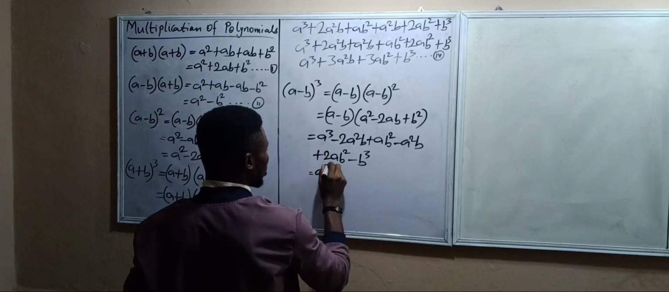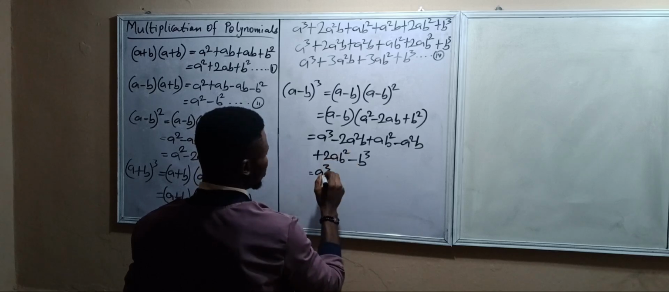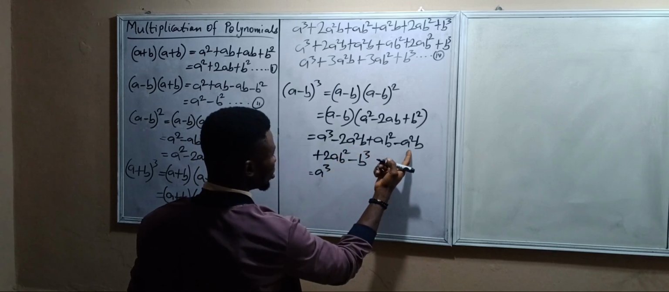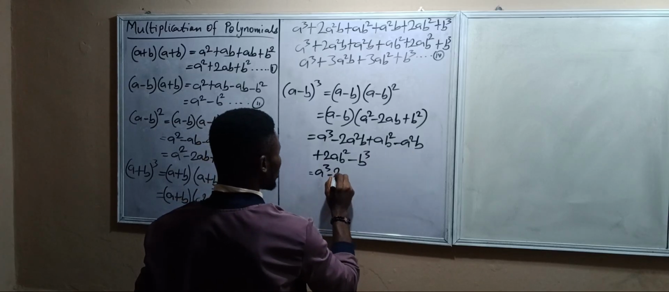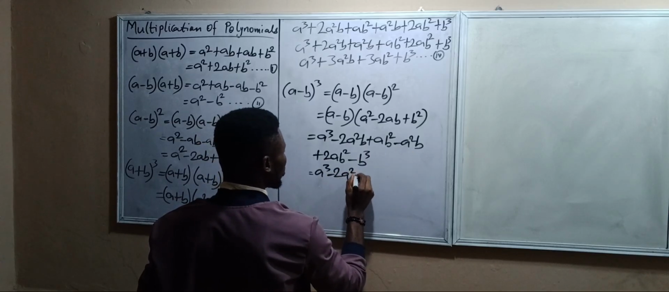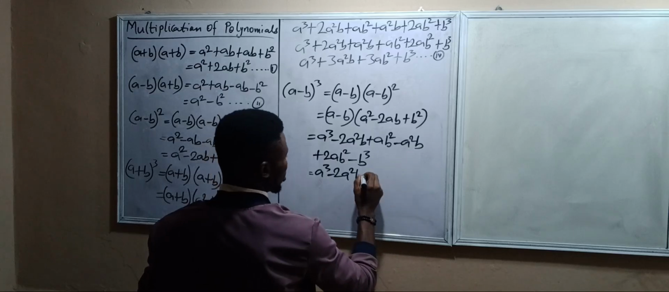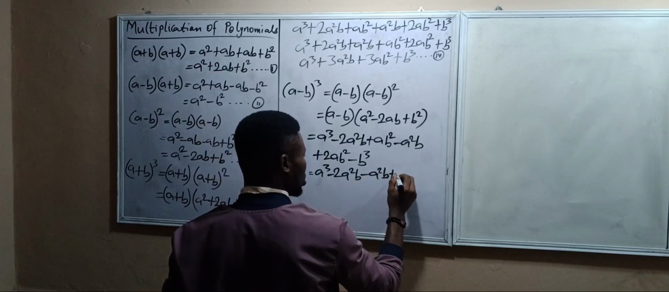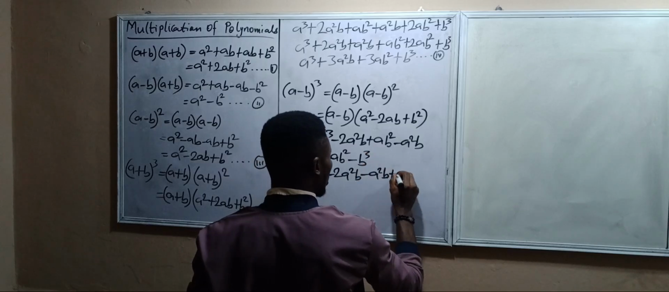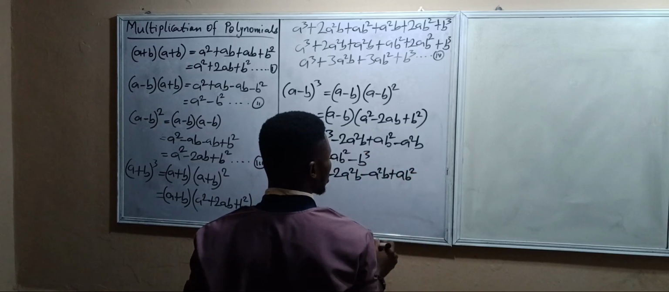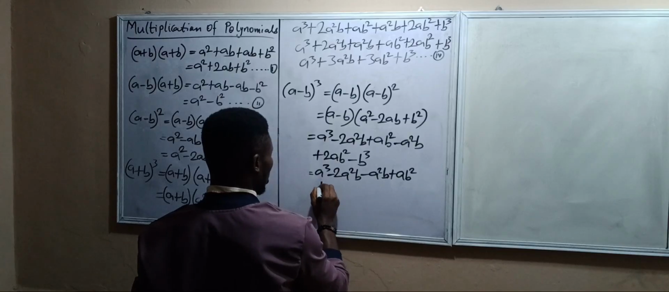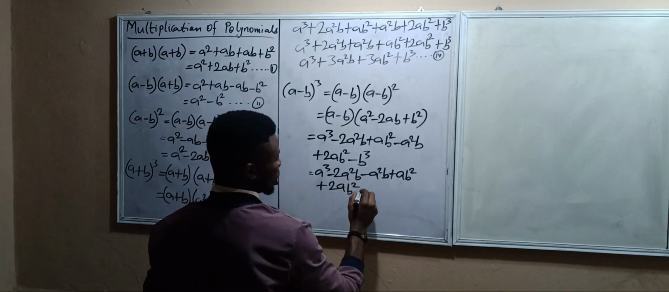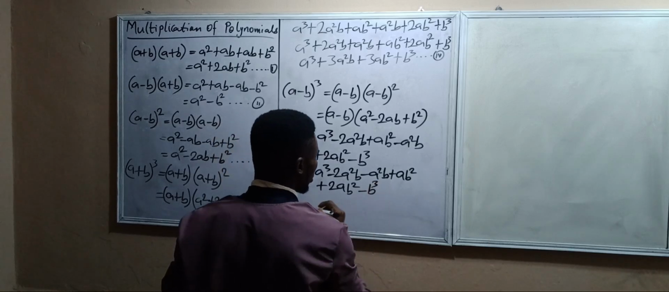And this is equal to a³. Now we have −2a²b and the −a²b will be together, that is −2a²b − another a²b, plus ab², then plus another 2ab², and then −b³.